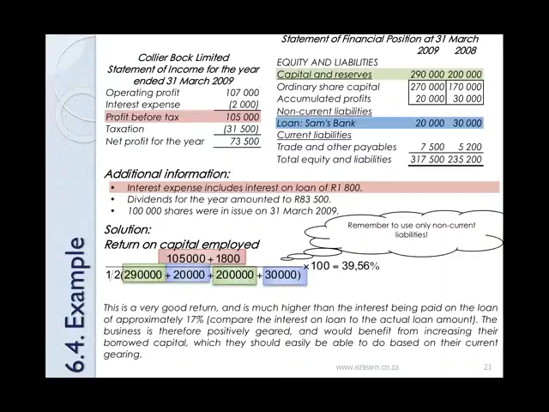Over here you can see that the business is generating a very healthy return of nearly 40%. This is a very good return as it's quite a lot higher than any interest rate that would be charged on the loan. In this case, you could calculate it as approximately 17%, which is very high, by comparing the interest on loan to the actual loan amount, although one doesn't know when the loan changed. We can see, therefore, that the business is positively geared, and the business would benefit from increasing their borrowed capital.